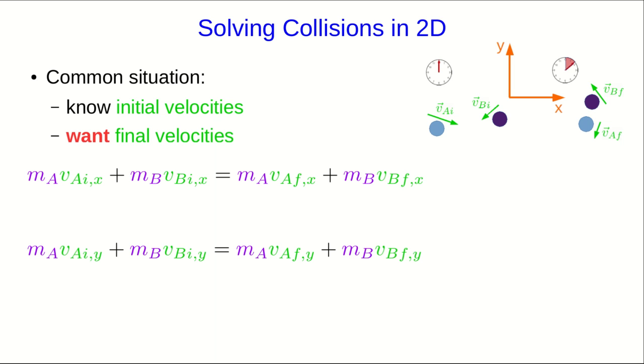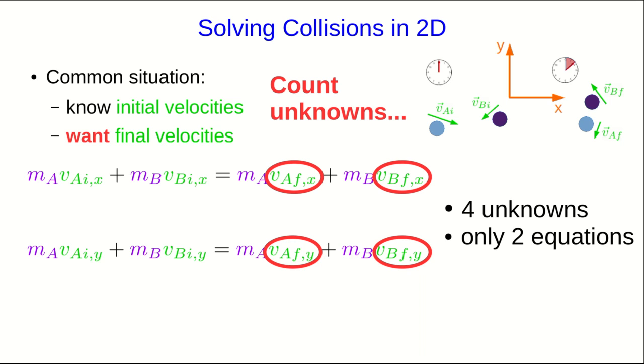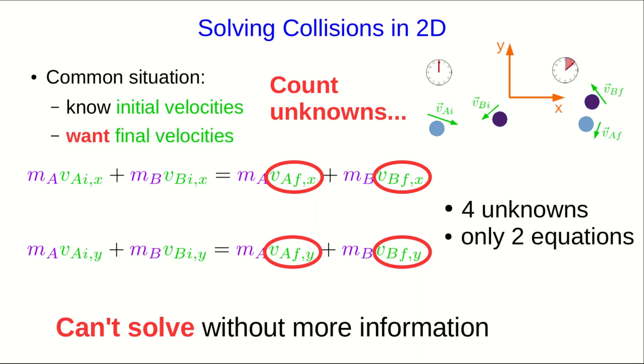Then here are your conservation of momentum equations, which we just saw before. And I'll note that before you do anything, you should probably count unknowns. Well, look, we have 4 unknowns because each velocity has 2 unknown components. And so there are 4 unknowns, but only 2 equations. And there's actually nothing more we can do. We can't solve this without more information because we don't have enough equations to deal with those unknowns.